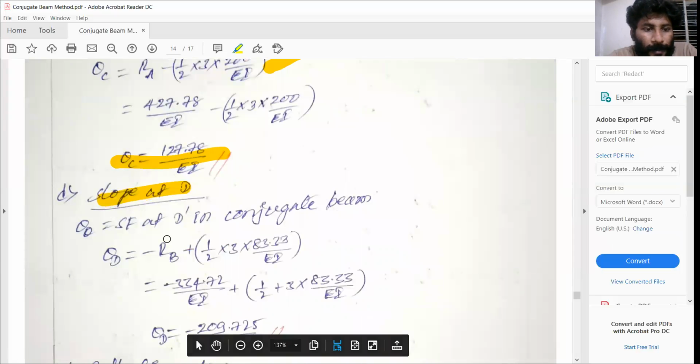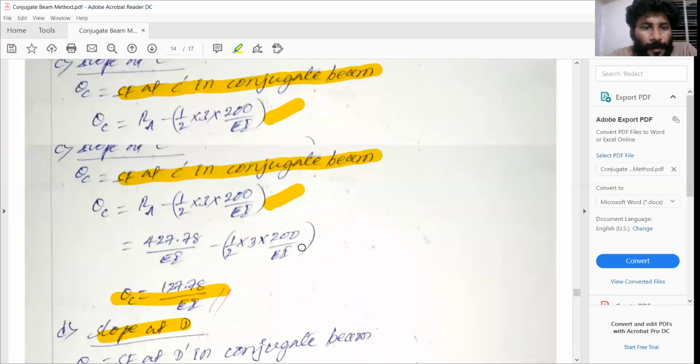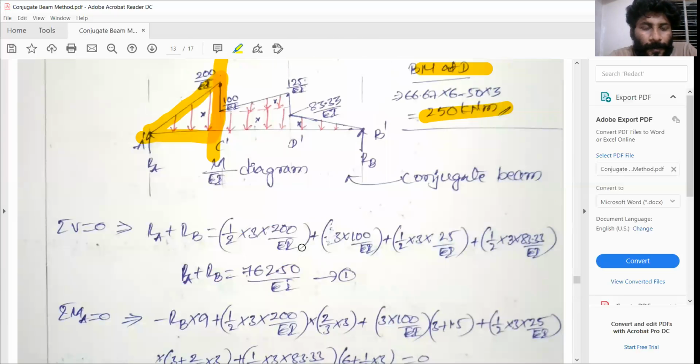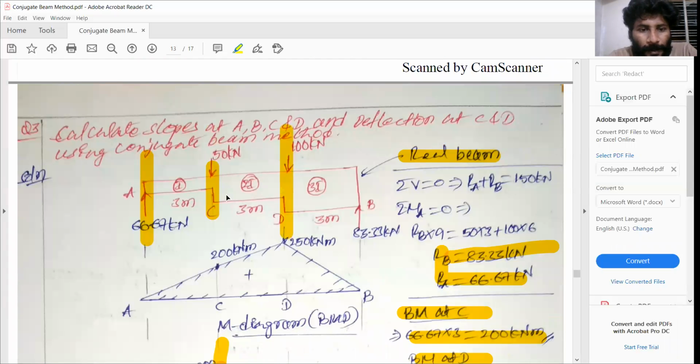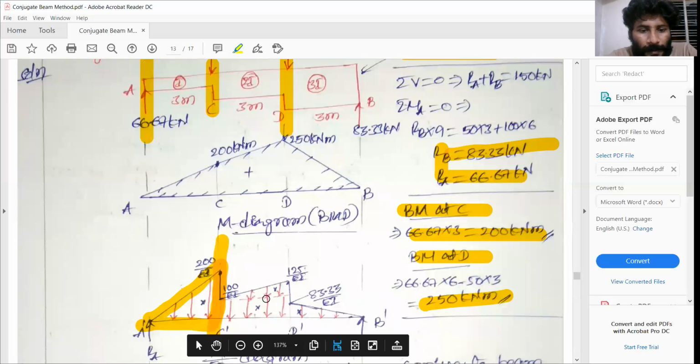Similarly, we have to find the slope at D. To find the slope at D, we can take the left of D. Here we have so many loads, four of them, triangles and rectangles.